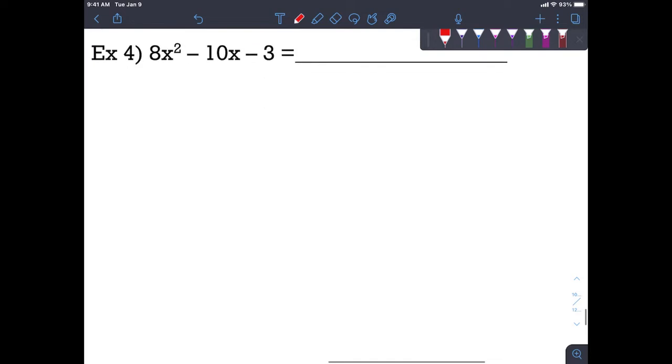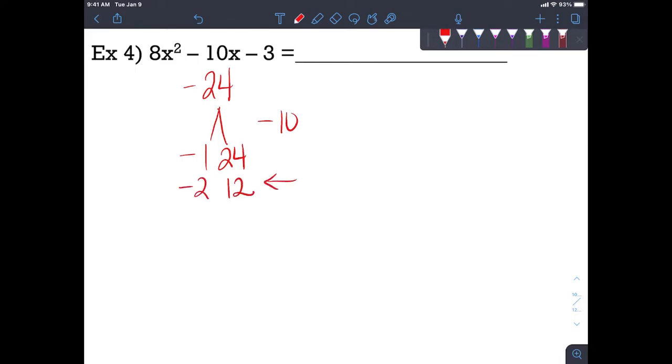All right, last example. So I see that there's nothing in common to factor out. So I'm going to go ahead and multiply a times c. So I need two numbers that will multiply together to give me negative 24 and add together to give me negative 10. So I'll go ahead and start with negative 1, positive 24. Now this gave me positive 10, so I could flip that around. And there it is. So let's go ahead and break this apart now.